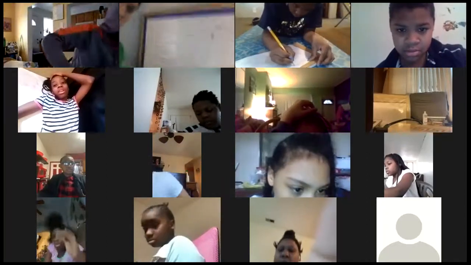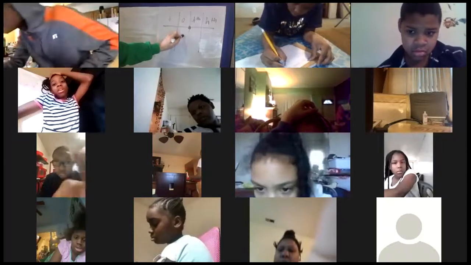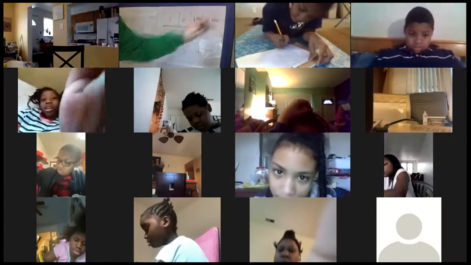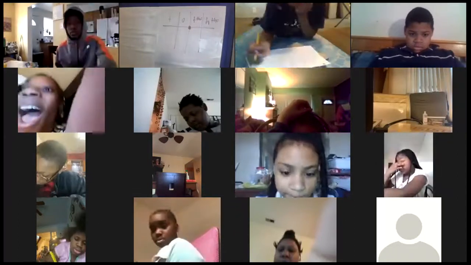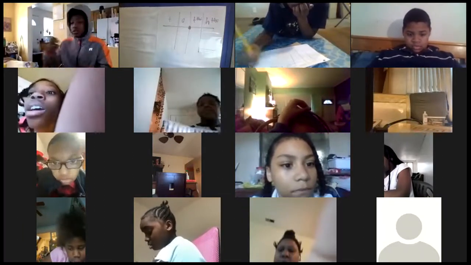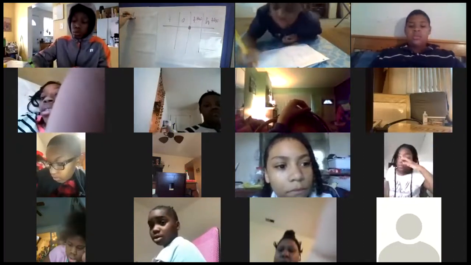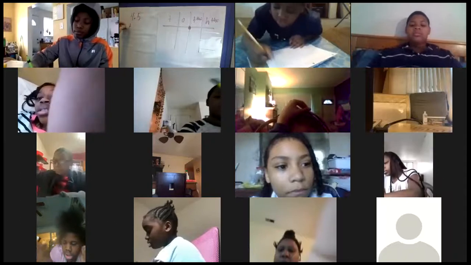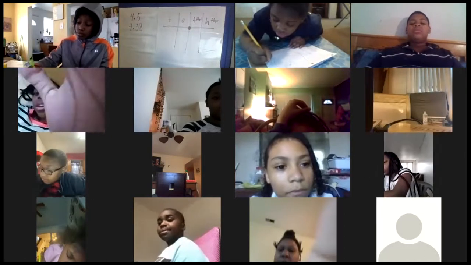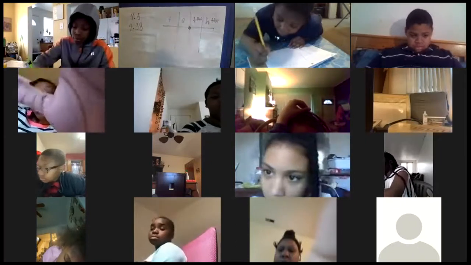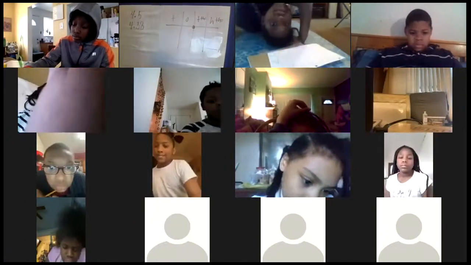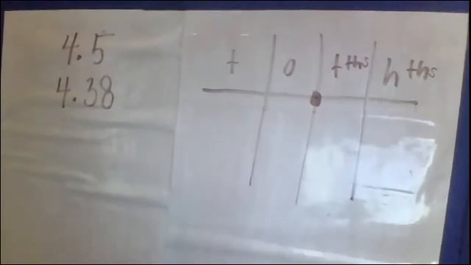So your place value chart should look like this. Tens, ones, I have tenths and I added that THS. And hundredths with the THS, Miss Flynn forgot her S. We're going to compare the numbers 4.5, which is 4 and 5/10, and 4.38, which is 4 and 38 hundredths. So I'm comparing 4 and 5/10 and 4 and 38 hundredths.